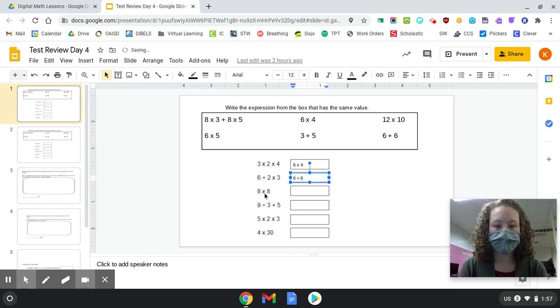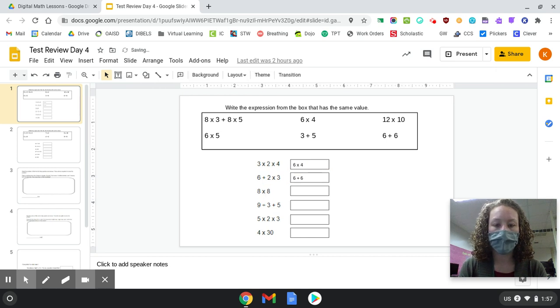Next is 8 times 8. I could use my 8 skip counts to solve that. 8 times 8 is 64. So let's look up here at which one equals 64. You should have these all solved on your paper. It's going to end up being this one right here for me.